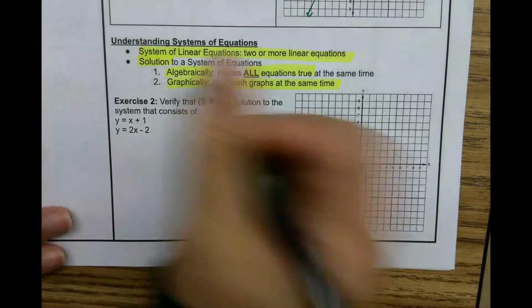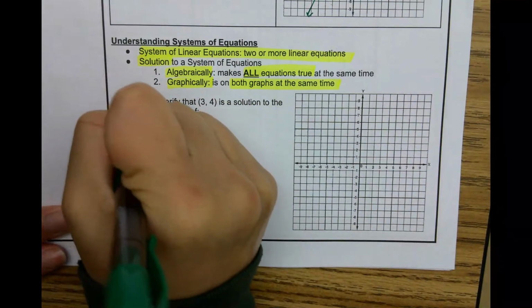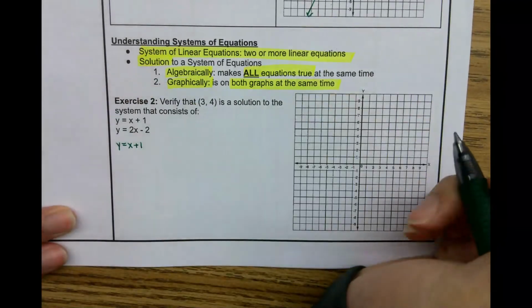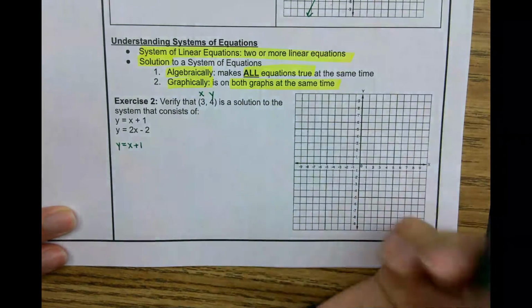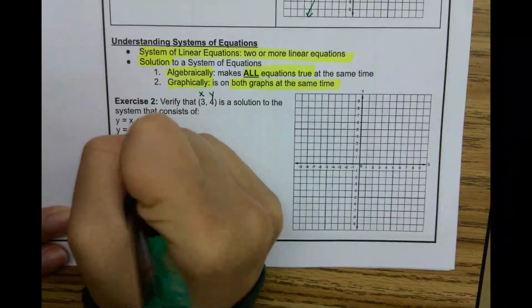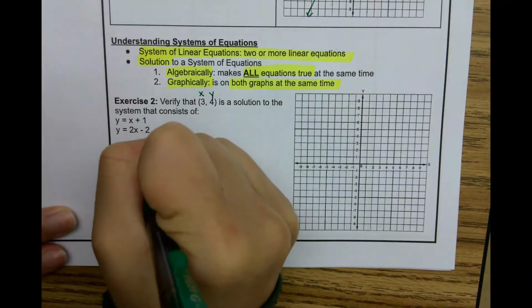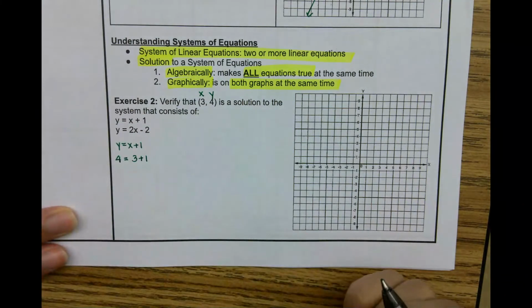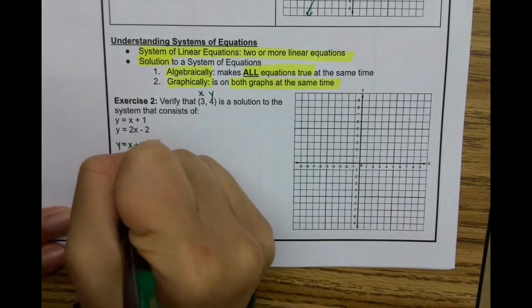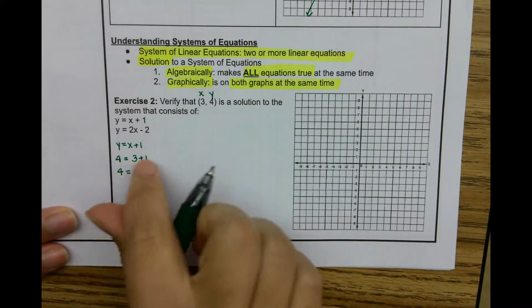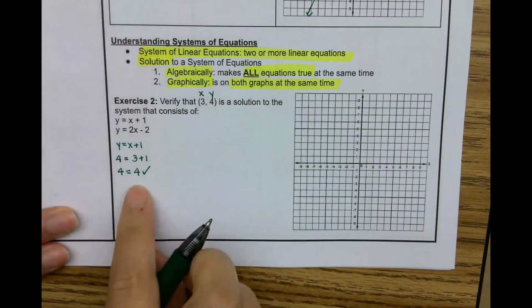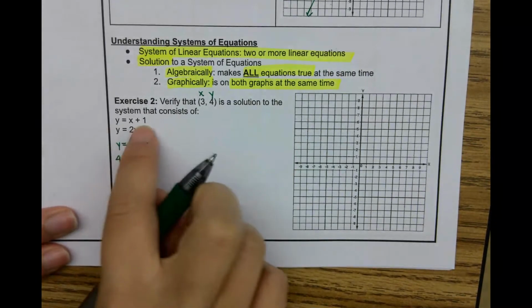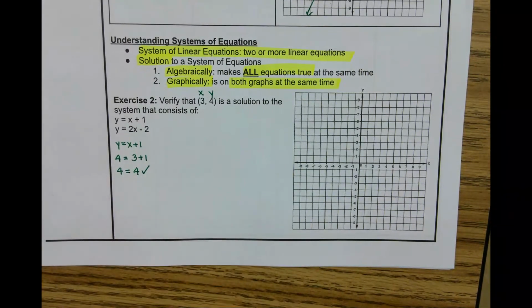So y equals x plus 1. I'm going to verify algebraically by plugging 3 in for x and 4 in for y. Then keeping my left side the same, I'm going to check. 3 plus 1 is 4. Does 4 equal 4? Yes. So it is at least a solution for my first equation in my system.